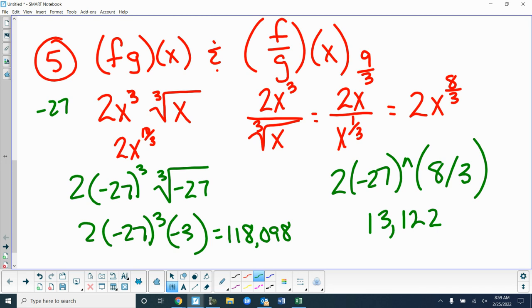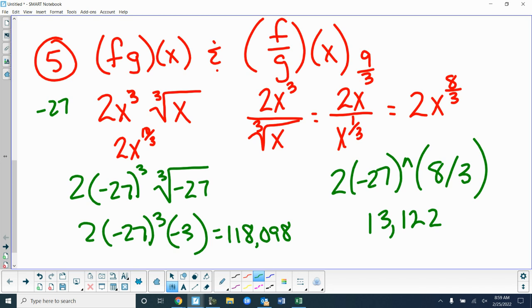was, multiplication was 36x to the 3/2, and division was 4/9x to the 1/2. When you substitute 9 in, the multiplication was 972, and the division was 4/3. For number 8, it's 77x to the 16/3, and division was 11/7x to the 2/3. When you put negative 8 in, for multiplication, it's 5,046,272, and the division was 44/7.